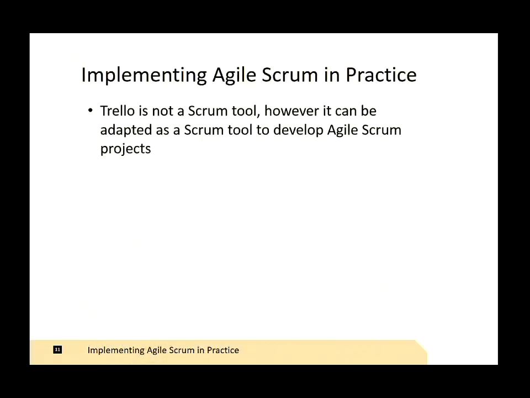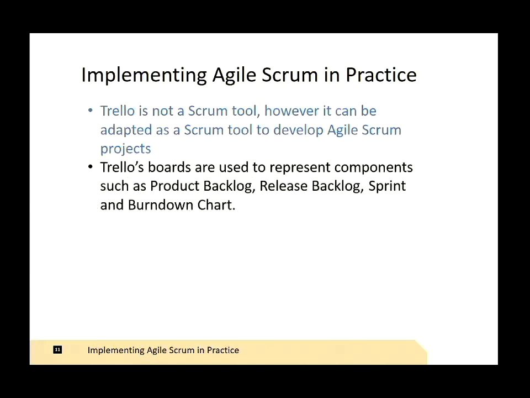So how are we implementing this? To change the delivery, we came across a collaborative working tool called Trello. This is not a Scrum tool, but you can adapt it to be a Scrum tool to develop Agile Scrum projects. Trello works on having boards and lists and cards, and each of these represent different aspects of the development phase. So things like the product backlog, release backlog, sprint, and burn down charts. There's more explanation of that in the paper if you want to read that, or you can ask me questions later.